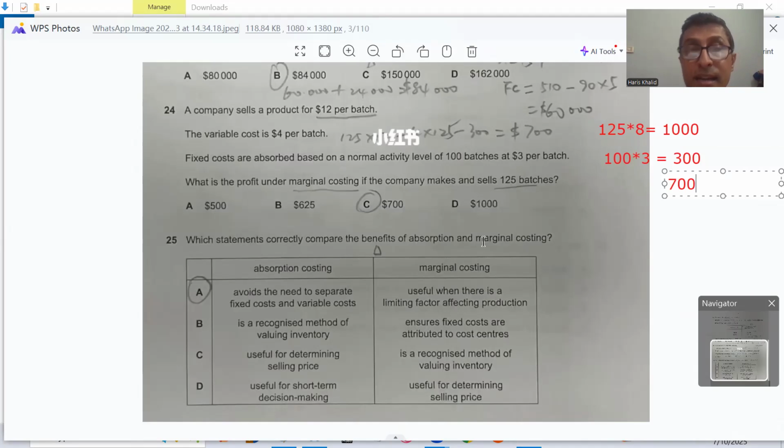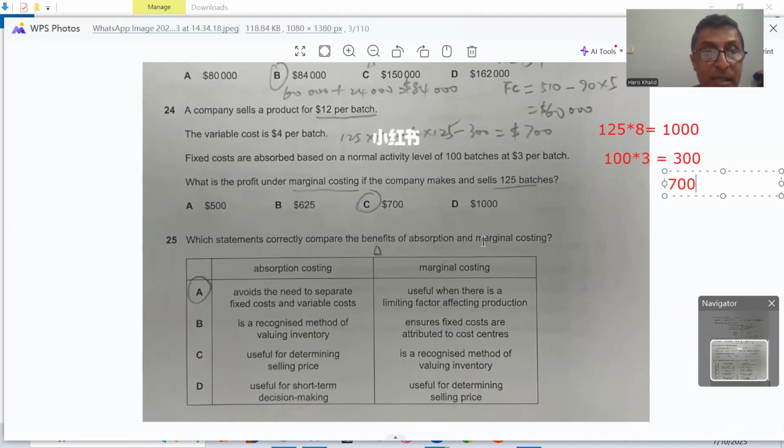Yes, it doesn't mean that your fixed cost will increase to 125 into 3. No, because fixed cost is a cost which does not change with the change in the volume of production, or with batches, within a relevant range. So it is still in the relevant range because no range is mentioned. So 100 into 3, fixed cost will remain at 300. So 700 is the answer.